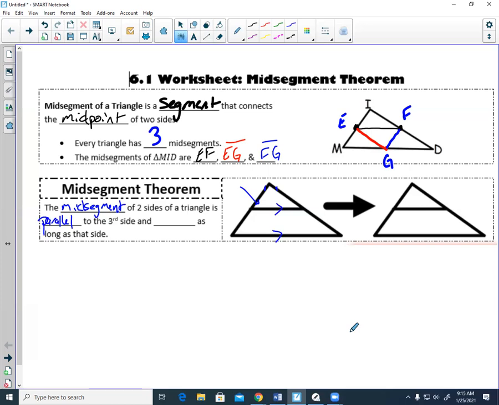It says that and blank as long as that side. What would your guess be if you had to finish that statement? It is parallel to the third side and blank as long as that side. Equally as long? Is it equally as long? Is this thing right here equally as long as this side? No. How big do you think it might be?